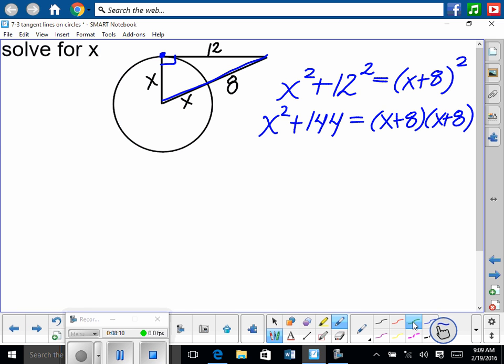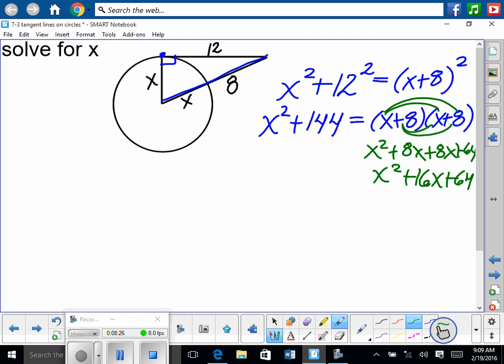Okay. So we multiply this out. That's x squared plus 8x plus 8x plus 64. So on this right side, we have x squared plus 16x plus 64. And that's equal to this side, x squared plus 144, right? Yeah. Now we're going to solve. You can solve this many ways, yes?